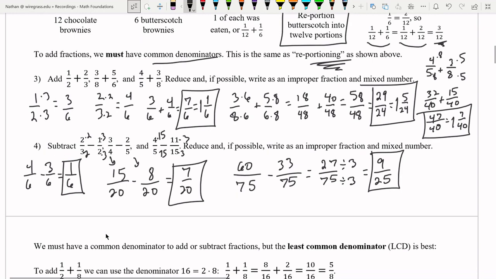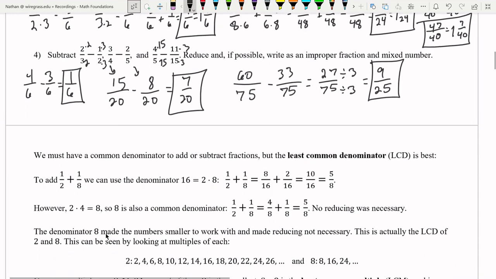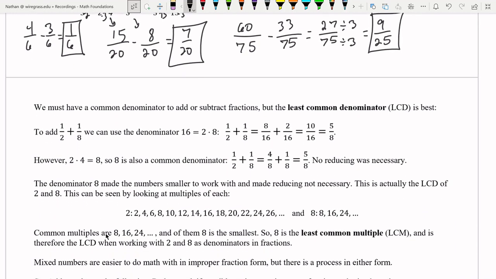Now, we always have to have a common denominator for addition and subtraction. What's nice, though, to have is the least common denominator. The least common denominator makes the numbers the smallest when you're building them up, and it will end up being a lot easier to work with because the numbers are just smaller. They're easier to work with when they're smaller.